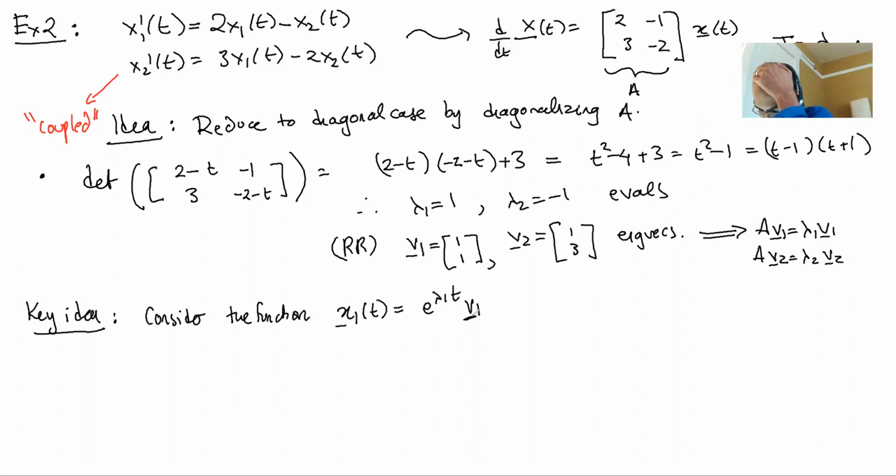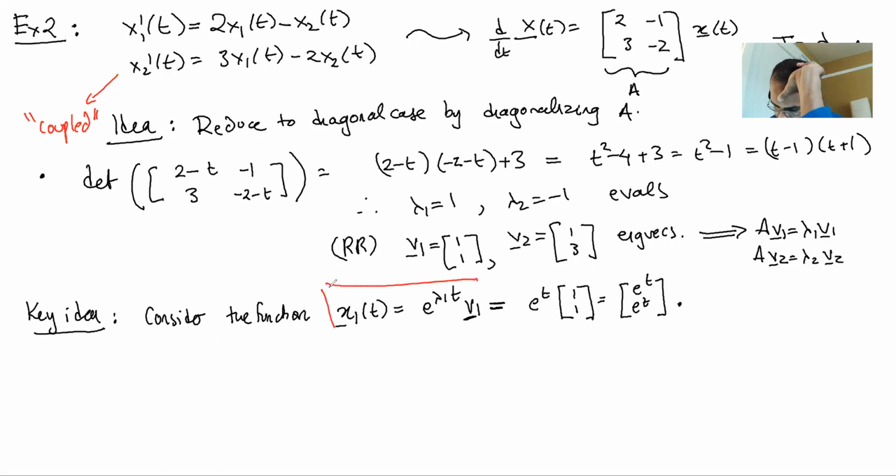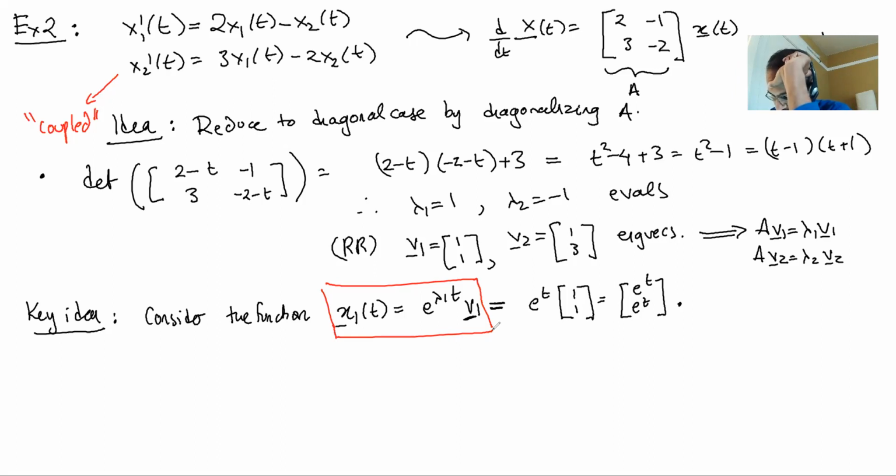Okay, so let that sink in a little bit. That's a vector valued function of the variable t. So writing it explicitly, lambda 1 is 1, right? So it's going to be e to the t times (1, 1). So this is the function (e to the t, e to the t). Okay, so this is the key idea. And now the beautiful thing that's going to happen is if I look at what the equation does to this type of function, it's going to turn into a one-dimensional problem because of the eigenvector equation.